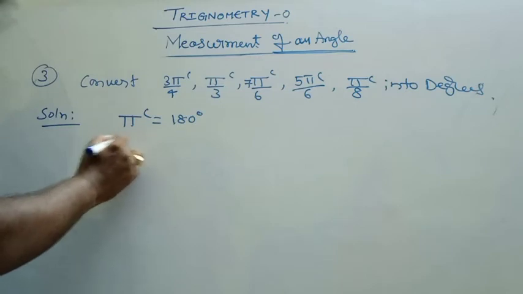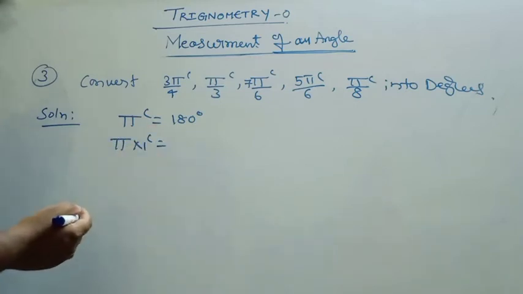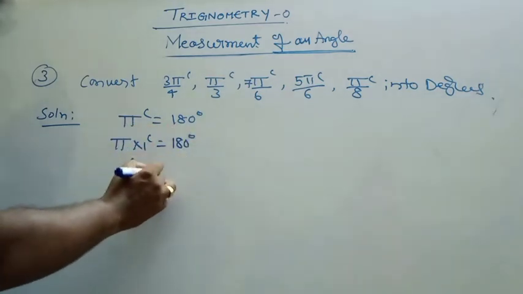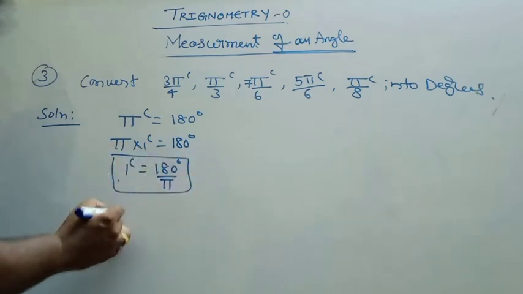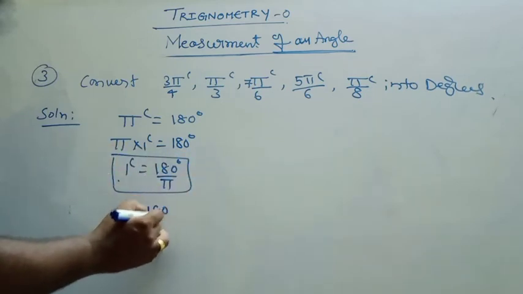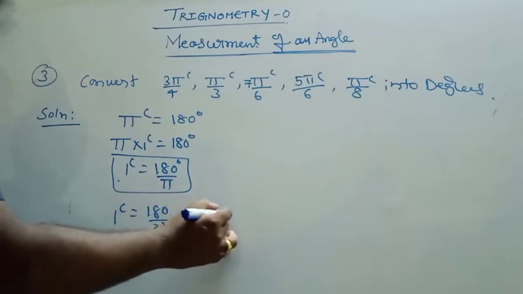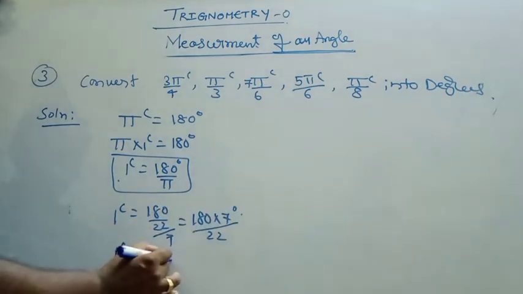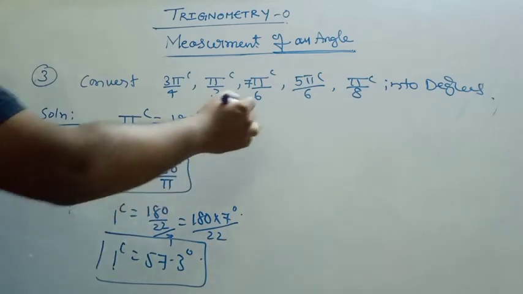That means pi into 1 radian is equal to 180 degrees, and 1 radian is equal to 180 degrees by pi. That means 180 degrees by 22 by 7, that is 180 into 7 by 22, and you will get around 57.3 degrees. So 1 radian is equal to around 57.3 degrees.